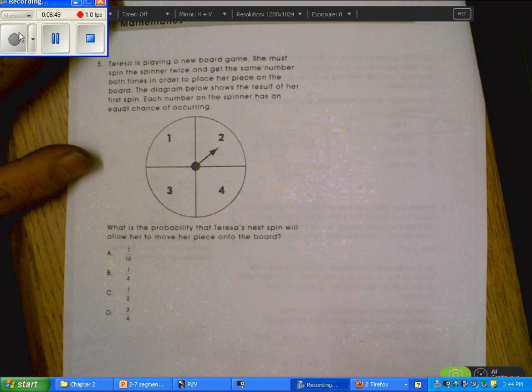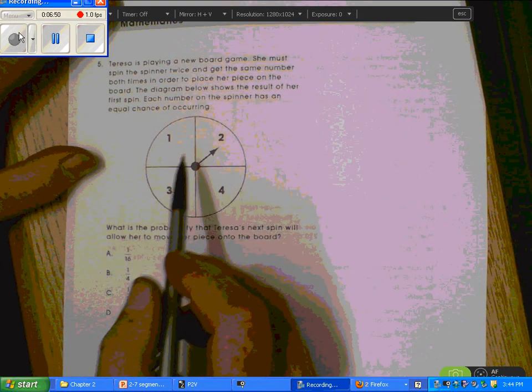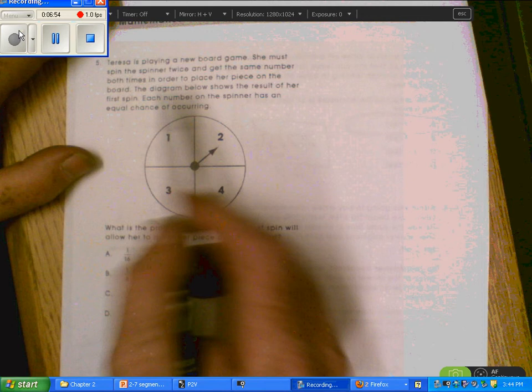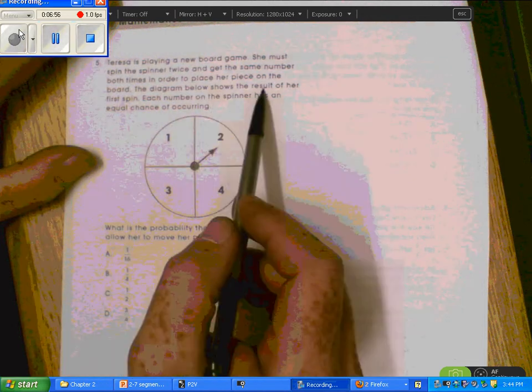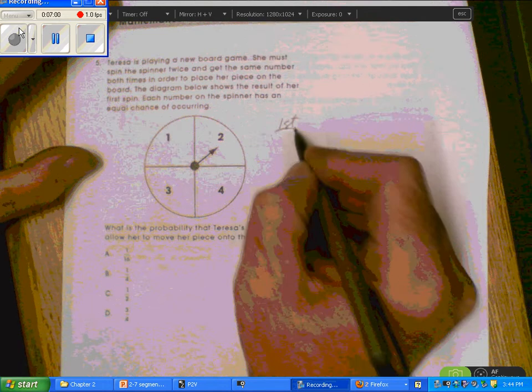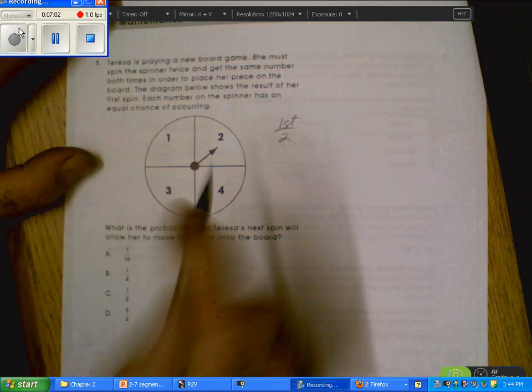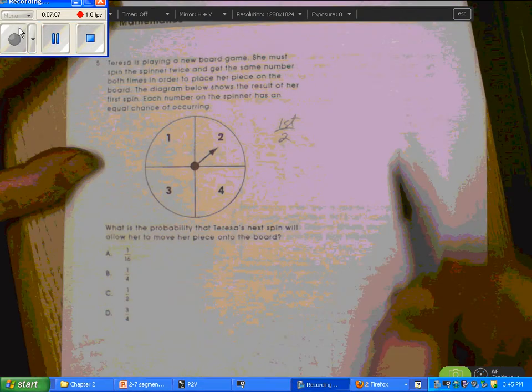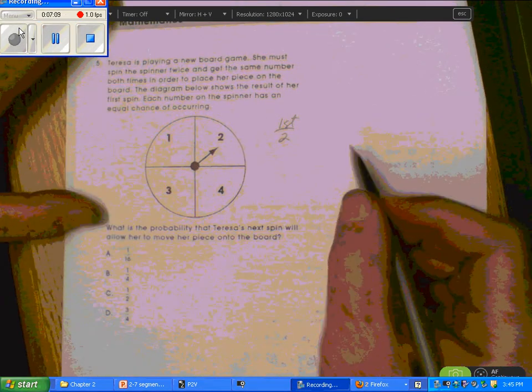Teresa's playing a new board game. She must spin the spinner twice and get the same number both times to place her piece on the board. The diagram shows the result of her first spin, so she got a 2 on her first spin. Each number on the spinner has the same chance of occurring. What is the probability that Teresa's next spin will allow her to move a piece onto the board?